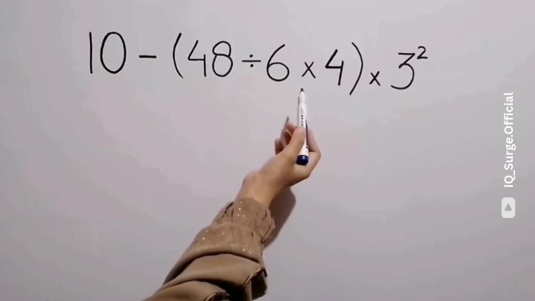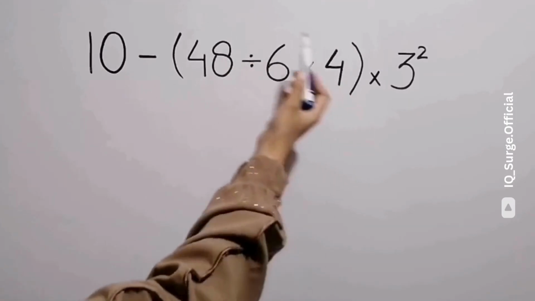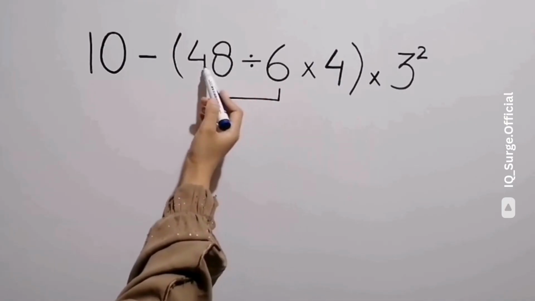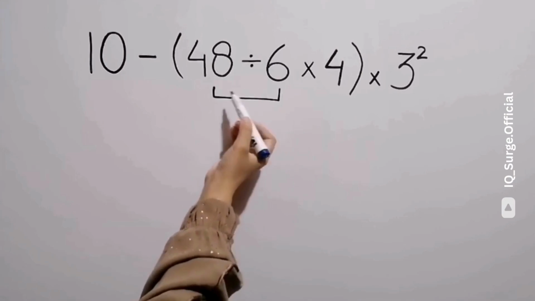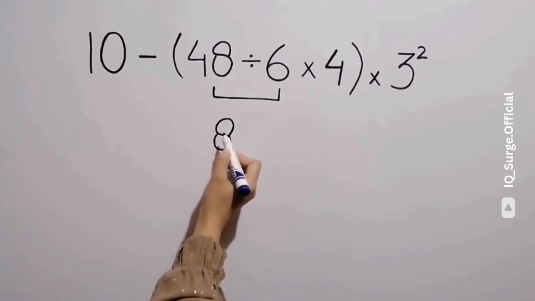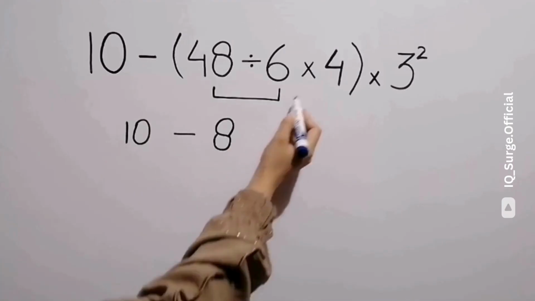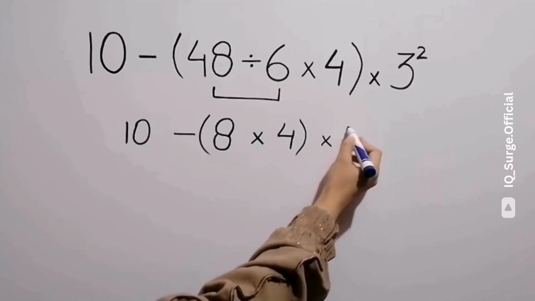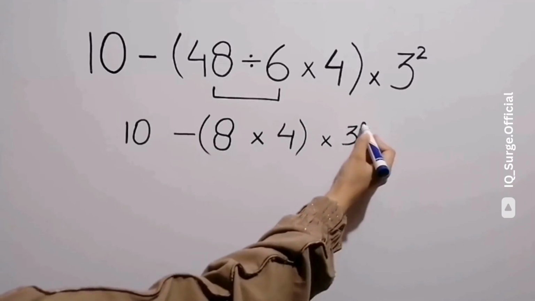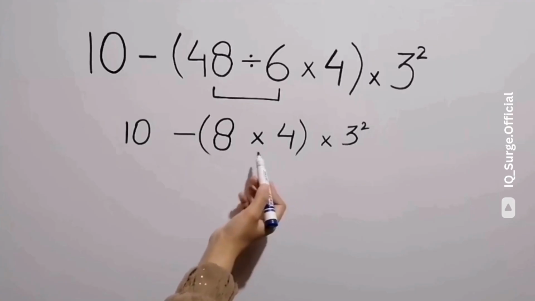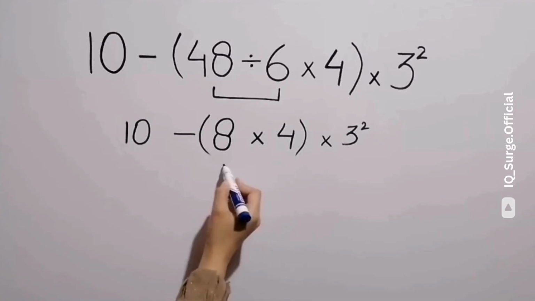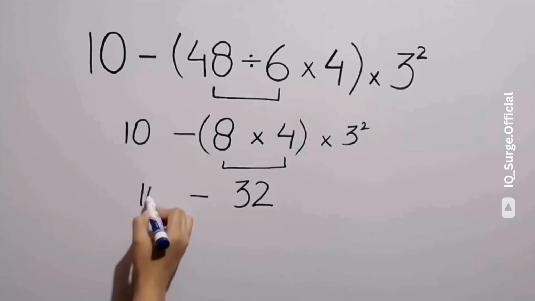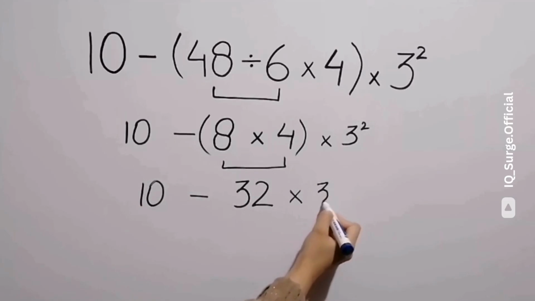To solve this question, many people first go straight to the parentheses and start with the division between 48 and 6. 48 divided by 6 equals 8. So they rewrite this expression as 10 minus 8 times 4 inside the parentheses, and then multiply by 3 to the power of 2. And in the next step they perform the multiplication between 8 and 4. And 8 times 4 equals 32. And simplify this expression to 10 minus 32 times 3 to the power of 2.